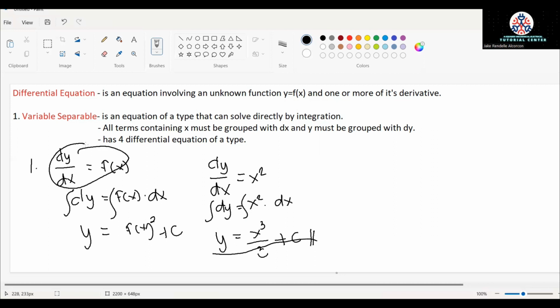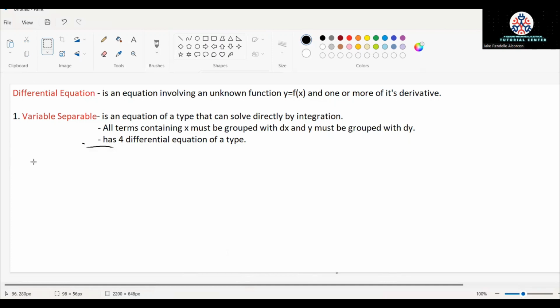The second differential equation type is this: dy over dx is equivalent to a function of y. So number one is dy over dx equals a function of x, and number two is dy over dx equals a function of y.